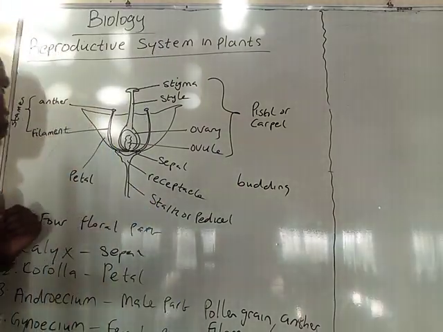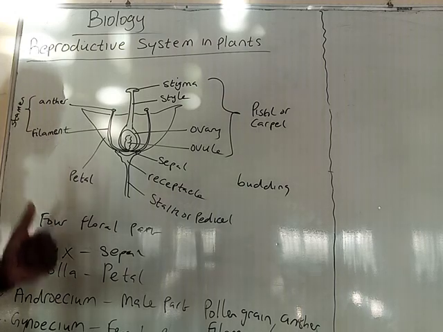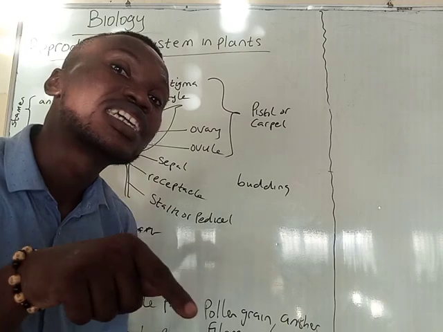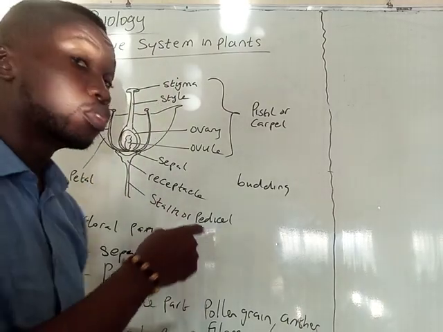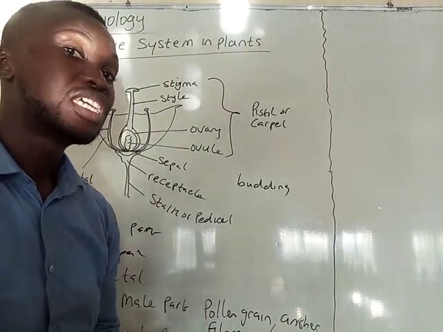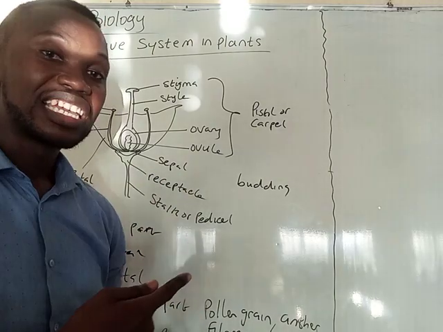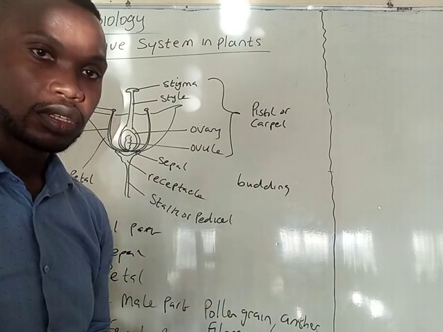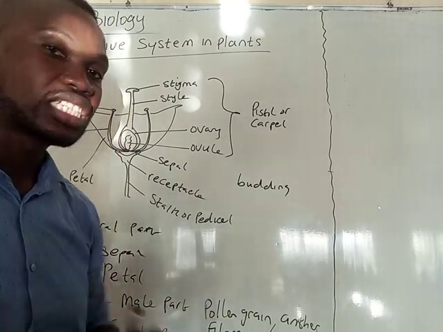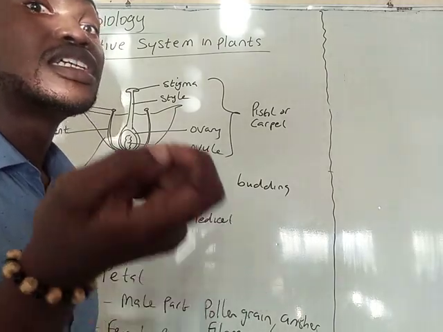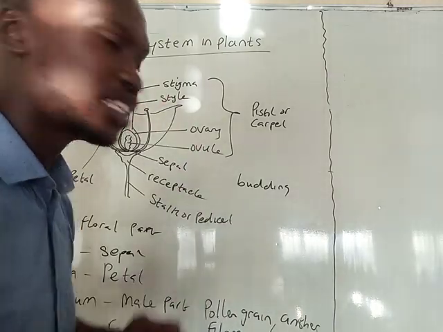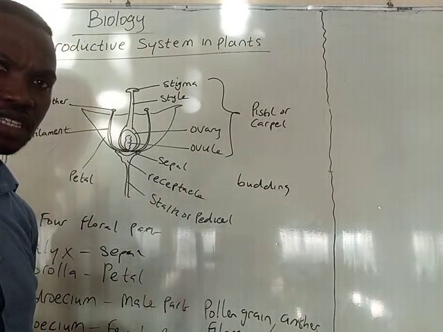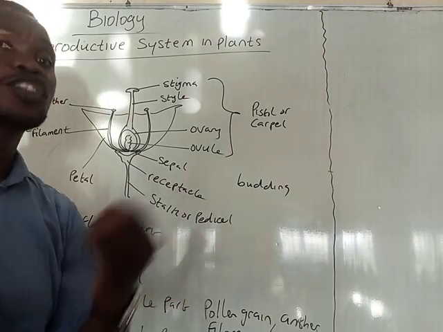Then we have the anther. The anther contains the pollen grain, the male sex gamete. The same way the ovule contains the female sex gamete, the anther is similar to the ovule in the sense that it houses the pollen grain, which is the male sex gamete in the plant. Then we have the filament. The filament is what carries the anther. So that is the parts and the functions of the parts.